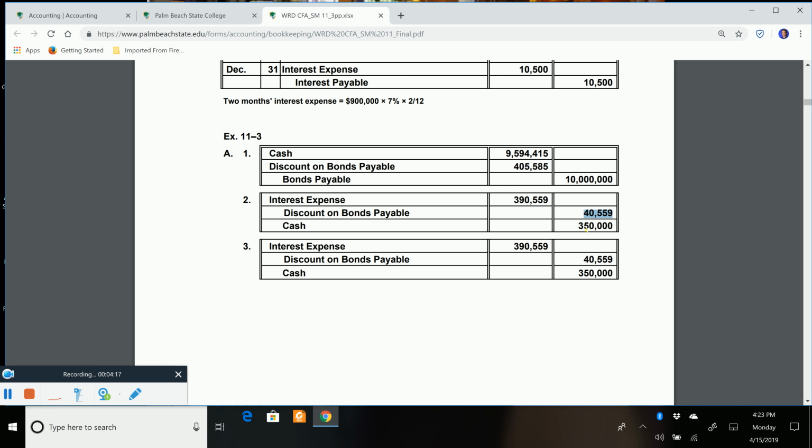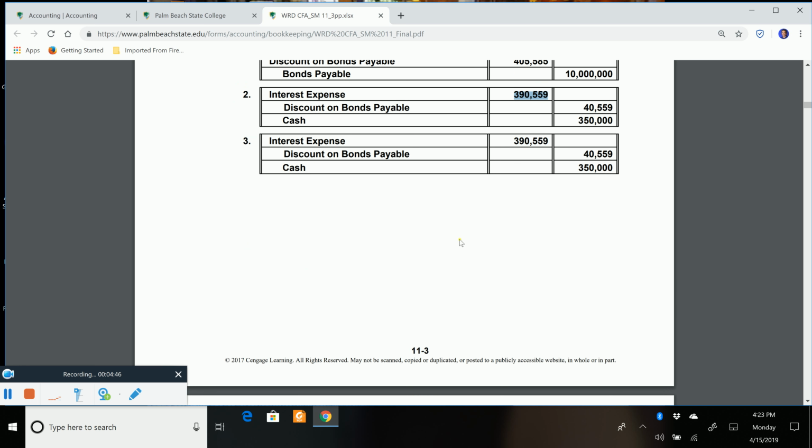Adding up the cash payment plus the amortization of the discount will give you the interest expense. You can see that the interest expense is actually higher than the cash payout to the bondholders. And the reason for that is because that discount of $405,000 is effectively extra interest expense over the life of the bond. Okay, so that is exercise 11-3.